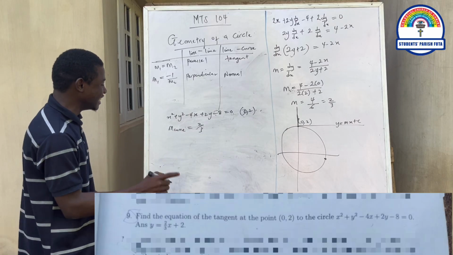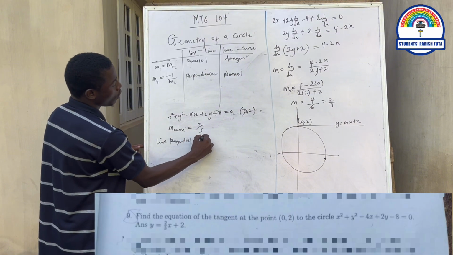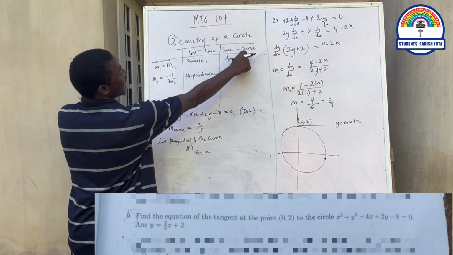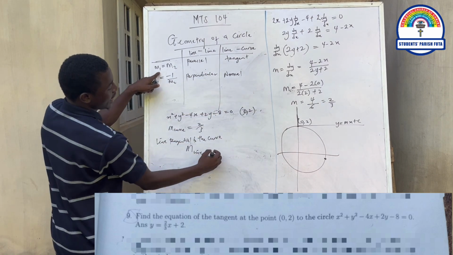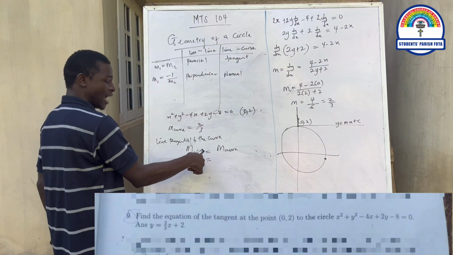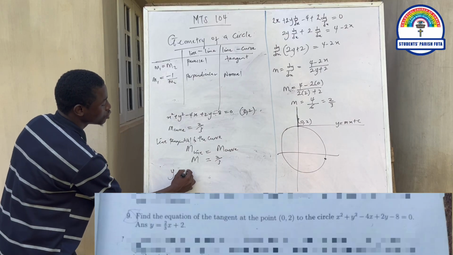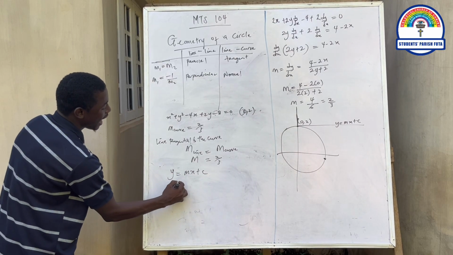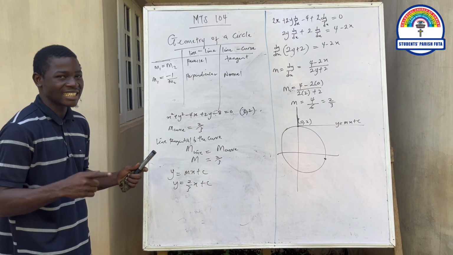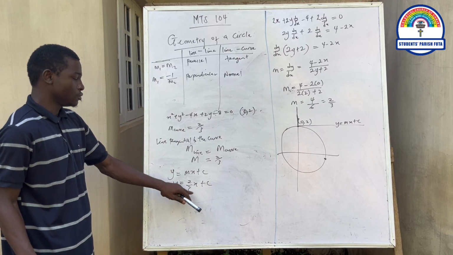If the line is tangential to the curve, it means the gradient of that line is equal to the gradient of that curve at that point. So the gradient of the line I'm looking for is the gradient of the curve, and what's the curve's gradient? 2/3. Do you understand? So I write y equals mx plus c, the equation of a line. Now I've gotten my gradient, which is the gradient of that curve at that point, because a line that is tangential to a curve has the same gradient as that curve at that point. So y equals 2/3 x plus c.